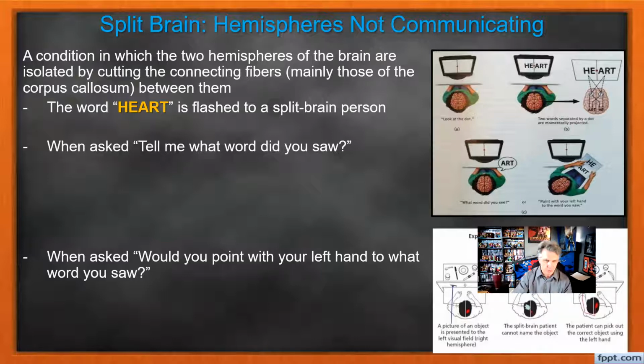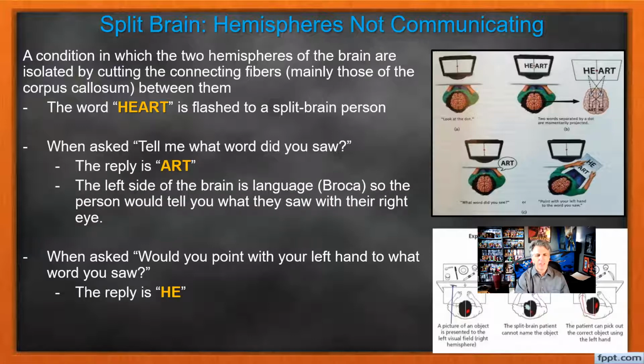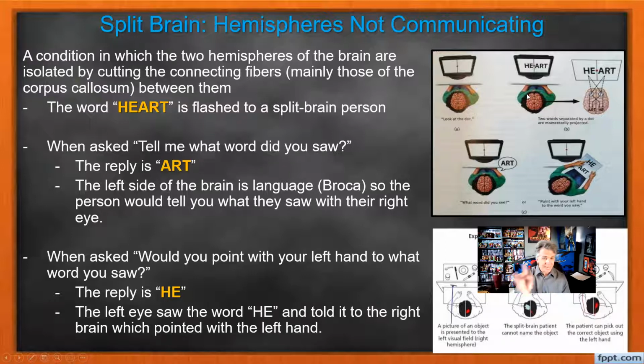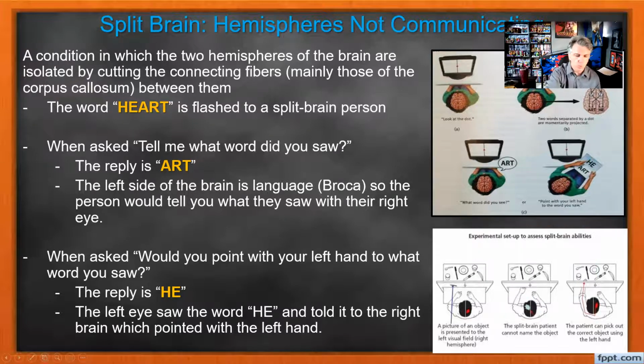Why? Because it's language. Language is the left side of my brain. And what goes to the left side of my brain is what I see with my right eyeball. So my right eyeball sends it to the left side of my brain. Tell me what you saw. I saw art. Point with your left hand to what you saw. I would point to HE, because my left hand would point to what my left eyeball saw, which is processed in the right side of my brain. If I asked you, point with your right hand to what you saw, that would be art, because that's the right eyeball that I saw that with. That's what a split brain person would do.